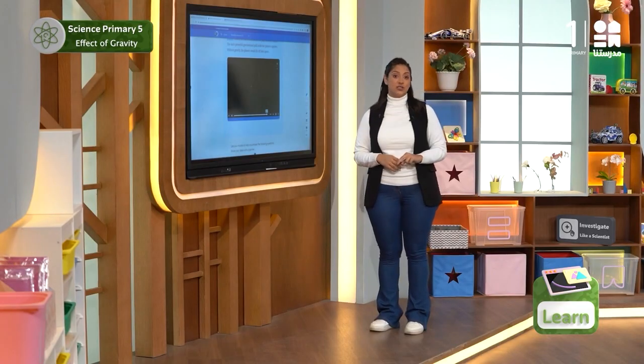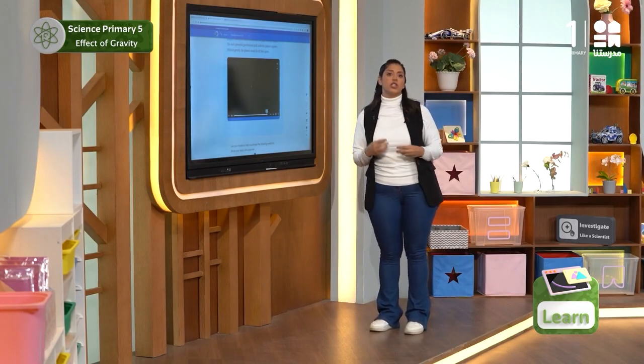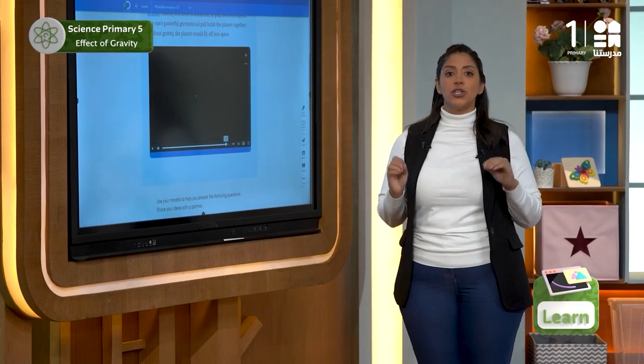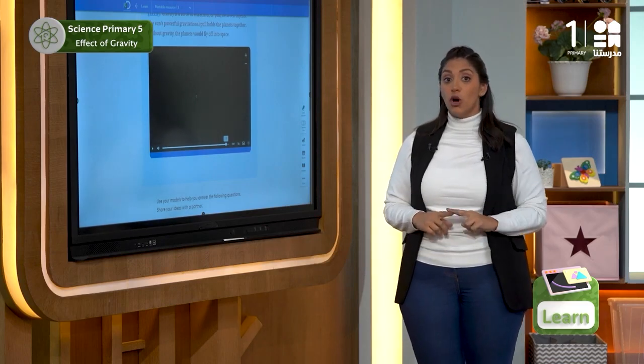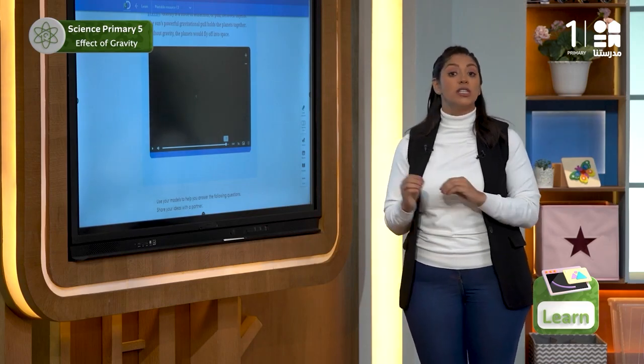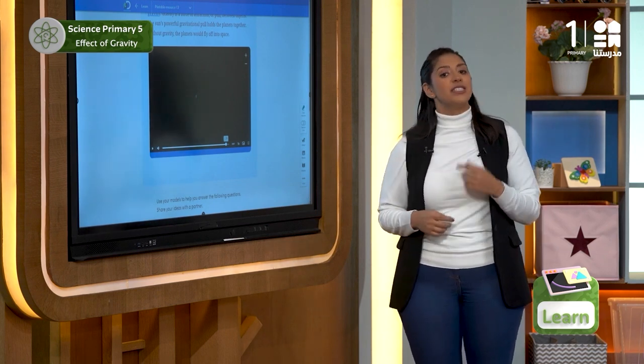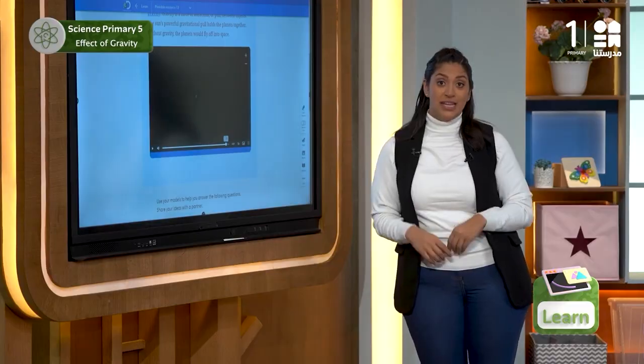The second question is, what combination of objects would best model a planet revolving around the Sun? We need to create a model of two objects revolving around each other, and we can use the materials that our teacher provides us with.